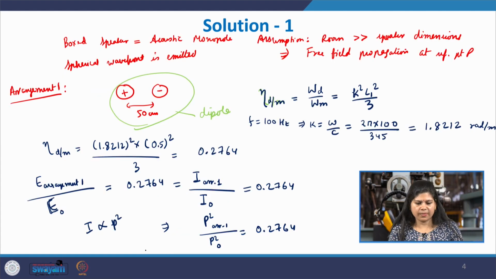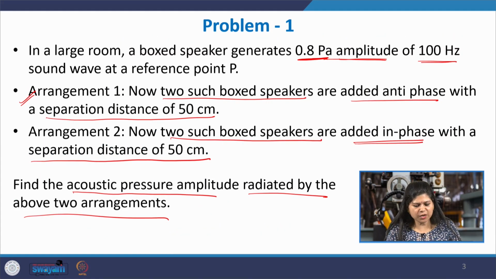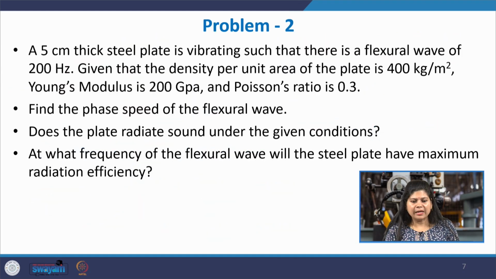Fine. So, I think that would be it. The acoustic pressure amplitude was asked for the two arrangements. Okay. Let us go and see problem 2.